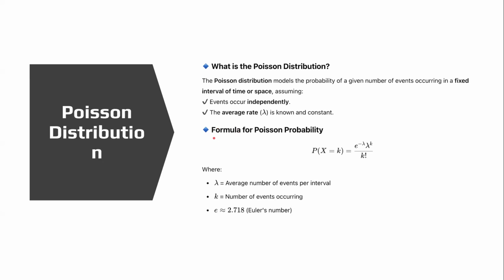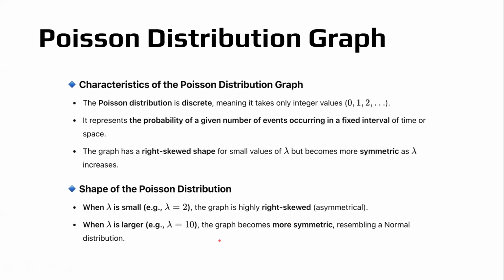So the formula for Poisson probability is P of X equal to k, where k is the number of events occurring, equals e to the power minus lambda, times lambda to the power k, divided by k factorial. Let's talk about all the terminologies here. Lambda is the average number of events per interval, k is the number of events occurring, and e is Euler's number.